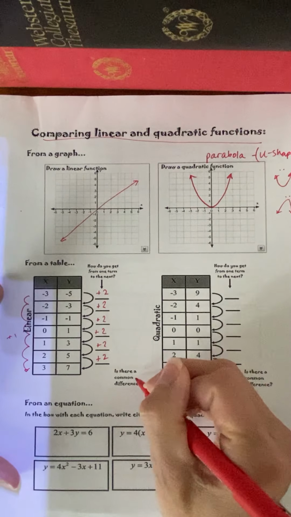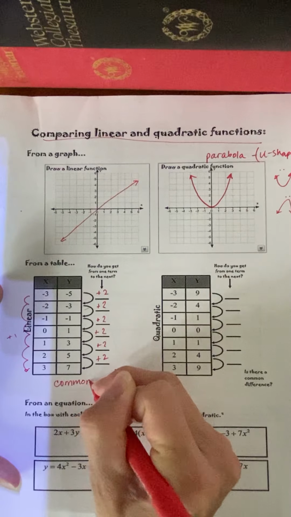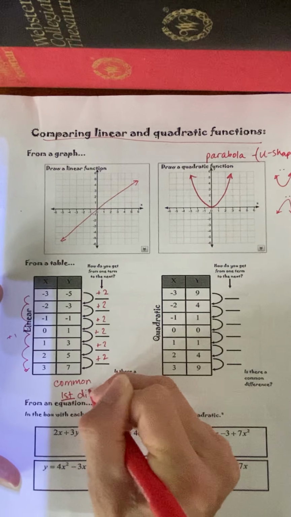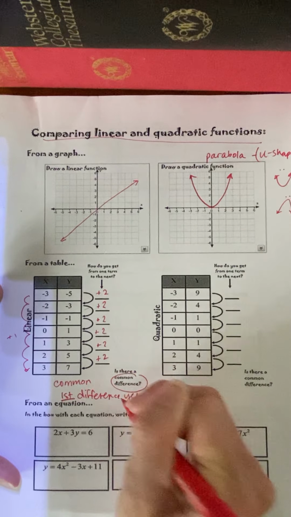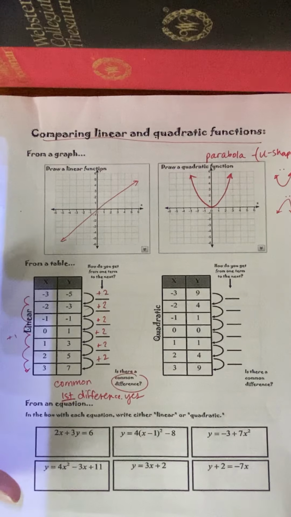And remember, this was called the common difference or the common first difference. And it's called the first difference because the first time we found that difference in the y values, there was a constant or a common number, which was 2.